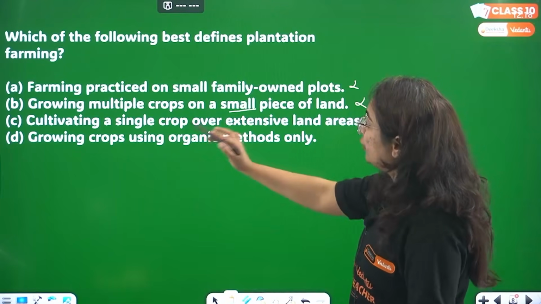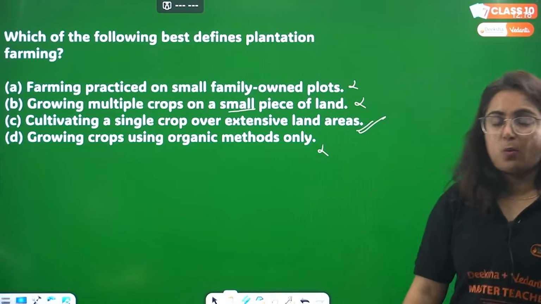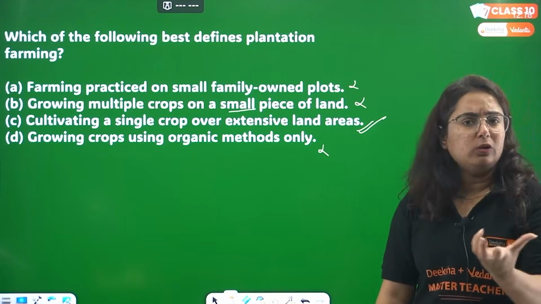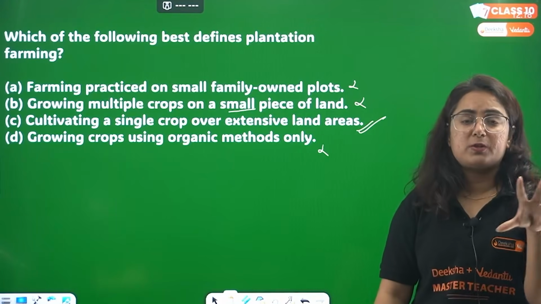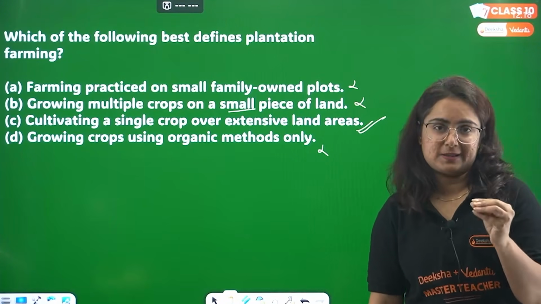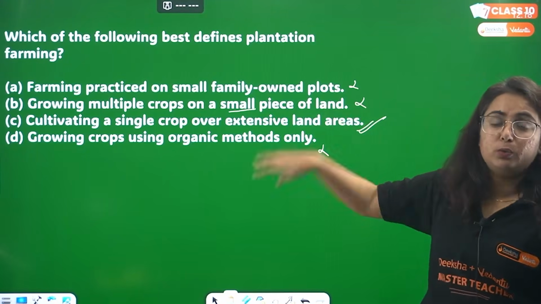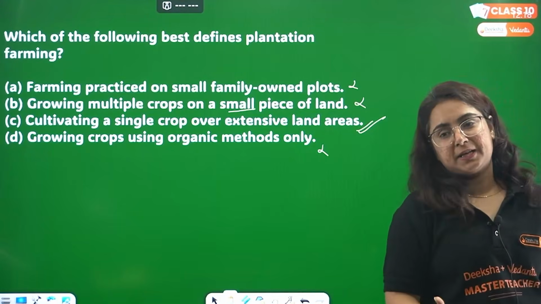Very good. Growing crops using organic methods only? No. Beta, whenever a question comes, and even if you know that the second option is correct or the third option is correct, my suggestion is not to skip reading all the options. Even if you are sure that the third option is correct, please read the fourth one. Here is where we make the mistake.